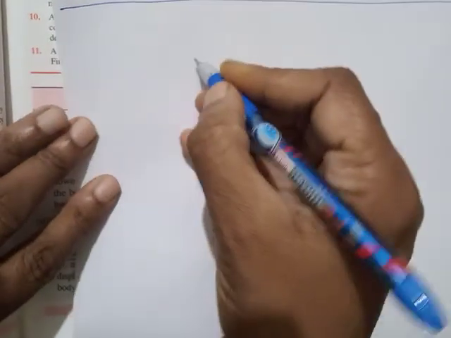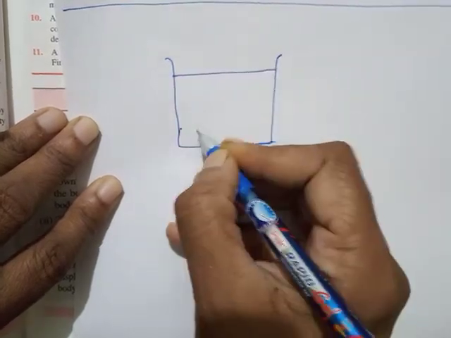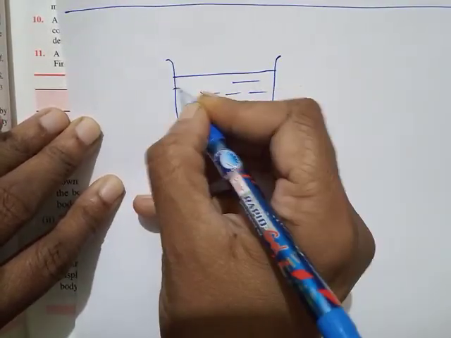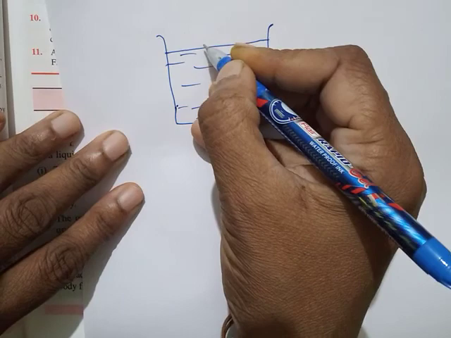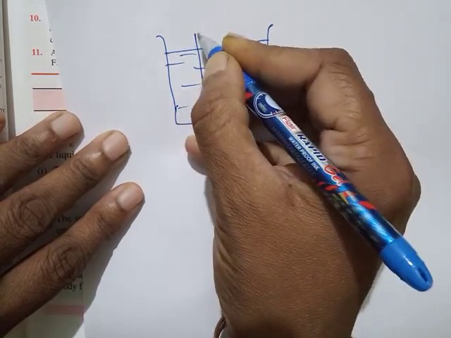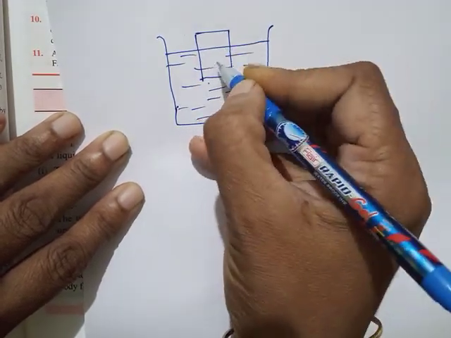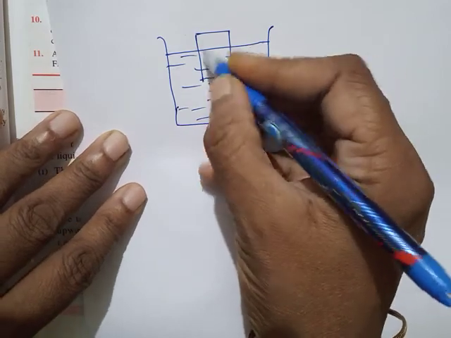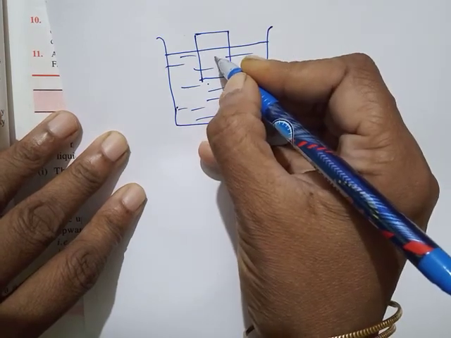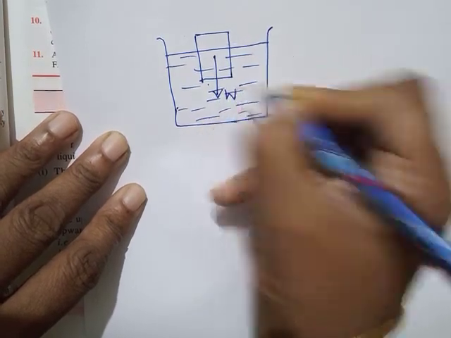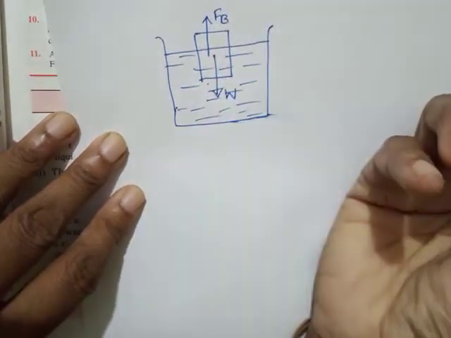Now whenever a body is kept inside or submerged in water, two forces are going to act. They are showing a body which is partially floating. Partially floating means part of it is outside, part of it is inside. This is also possible. So when a body is floating or when it is inside water, two forces are acting. One is the weight that is acting in the downward direction. The other one is upthrust that is acting in the upward direction.